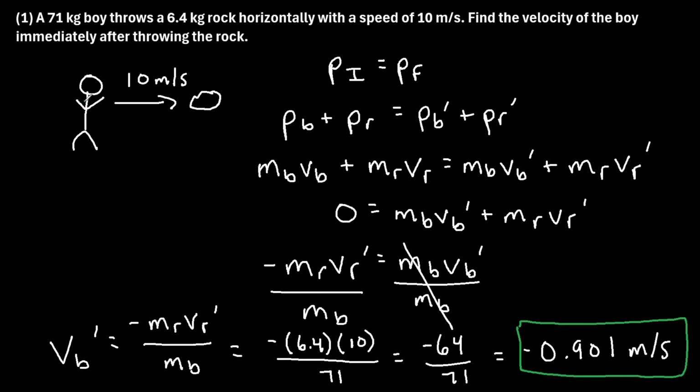What that's telling us is that the final velocity of the boy is going to be in the negative direction. The reason is, as we stated earlier, the initial momentum must be equal to the final momentum. And because the boy and the rock both start from rest, if this velocity is positive, then this velocity must be negative in order for these two to add up to 0, which was the initial momentum. So that's our answer for that one.